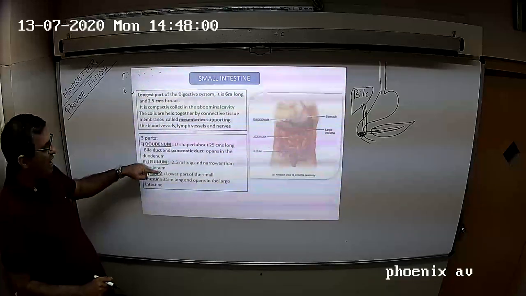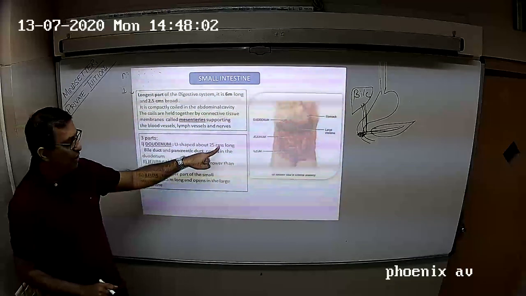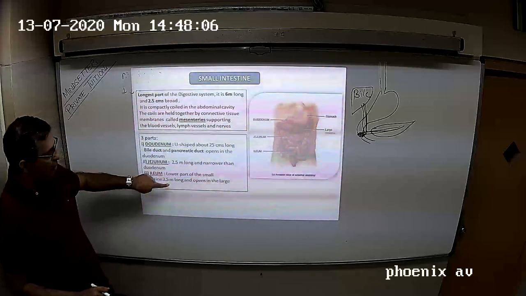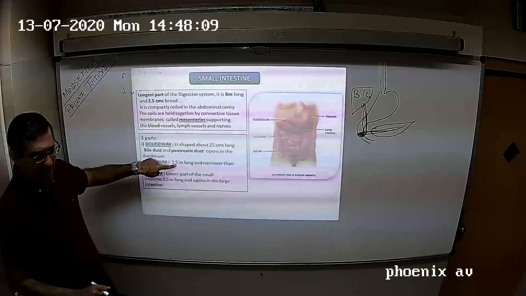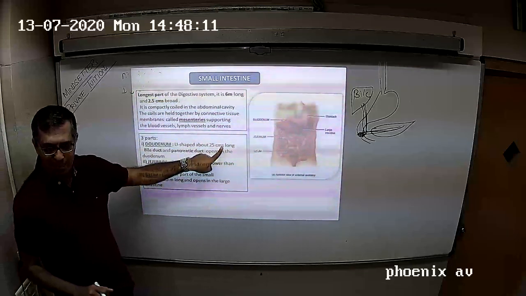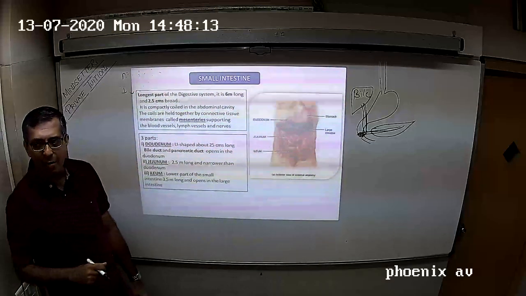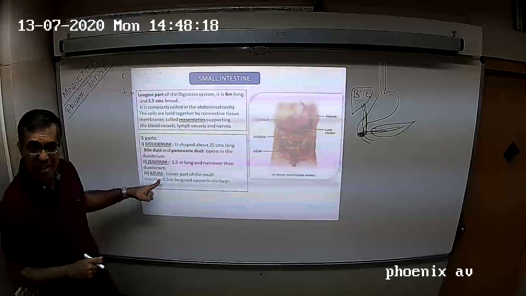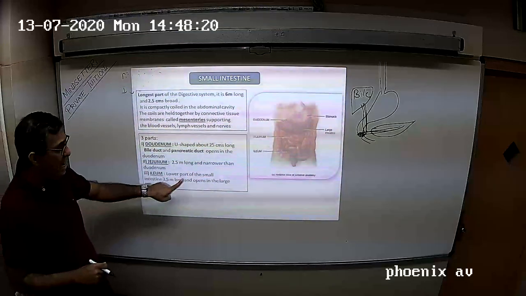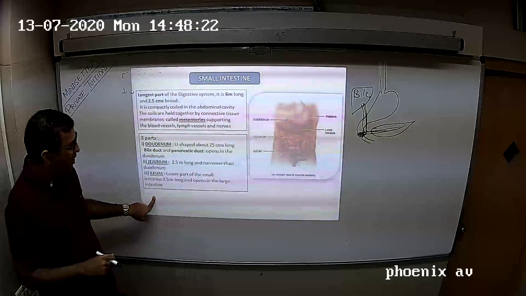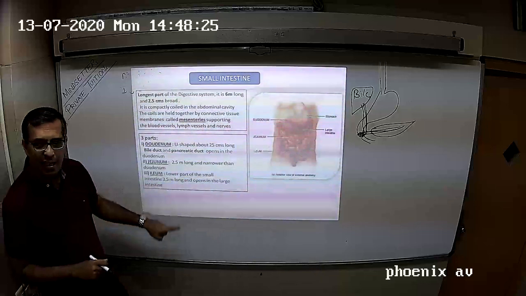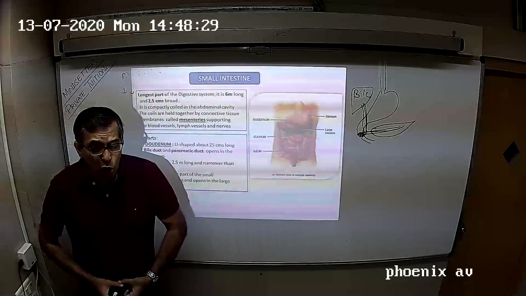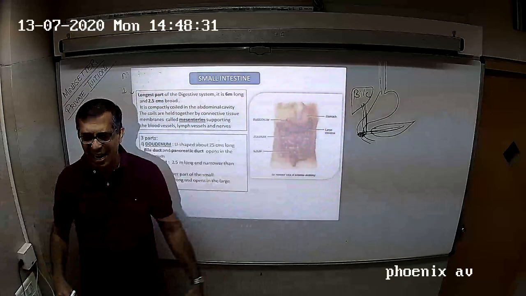So what is the total length of the small intestine? 25 centimeters, 2.5 meters, 3.5 meters. 3.5 meters plus 2.5 meters is 6 meters, and 25 centimeters. So 6 meters and 25 centimeters is the small intestine, and the lowest part is the ileum, which opens into the large intestine. The ileum is where the maximum amount of absorption takes place.